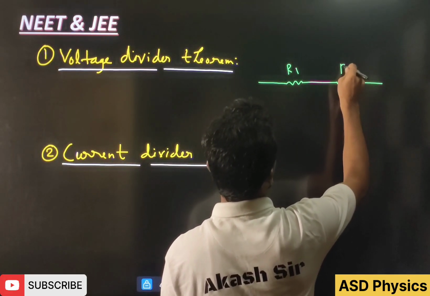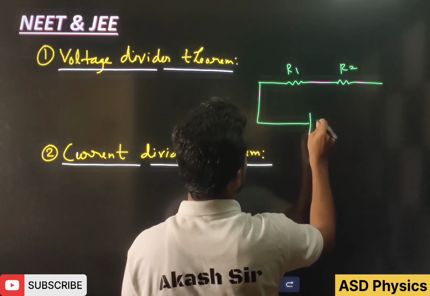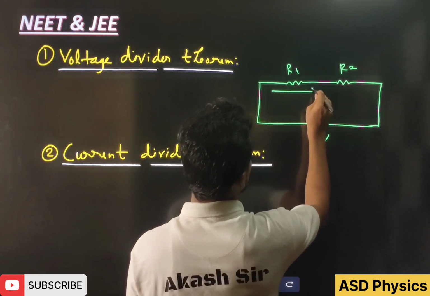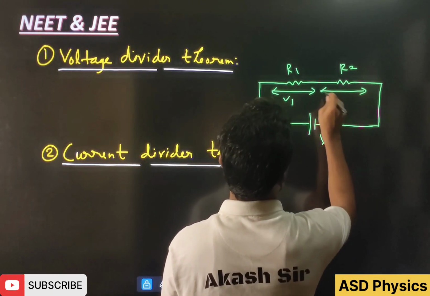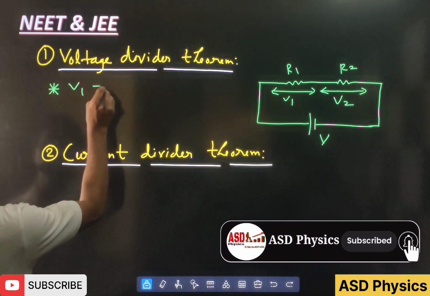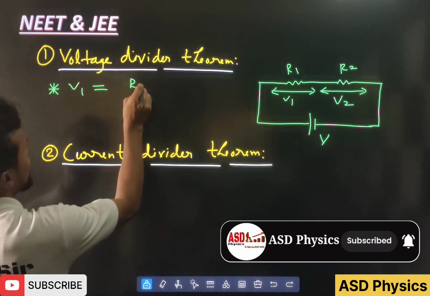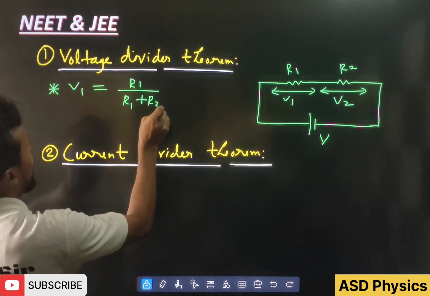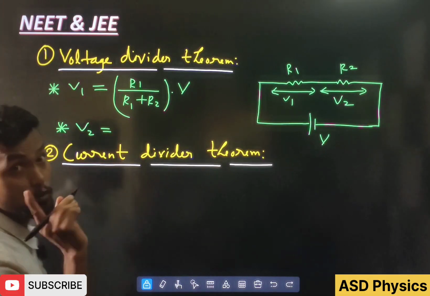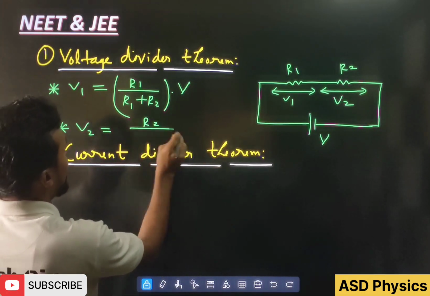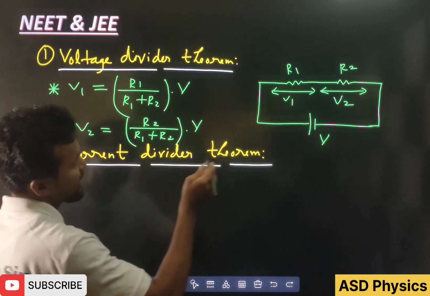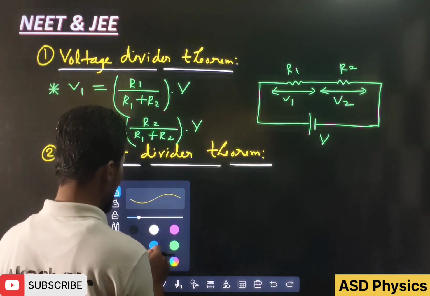I have just taken R1, R2 connected in series to a supply voltage V. Let's take the voltage across R1 as V1 and across R2 as V2. According to the voltage divider theorem, with basic Ohm's law, V1 will be R1 by R1 plus R2 into the total voltage V. Similarly, V2 will be R2 by R1 plus R2 into V. In this way, we can get the potential difference across R1 and R2.